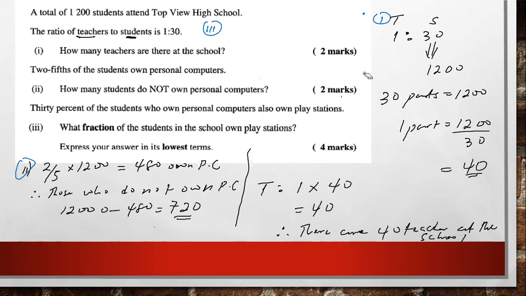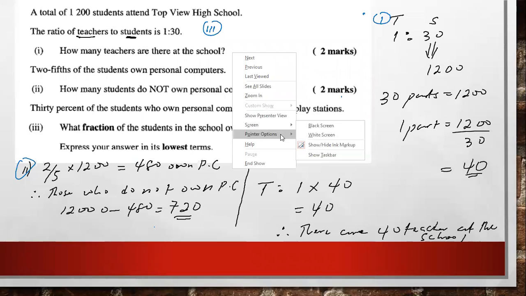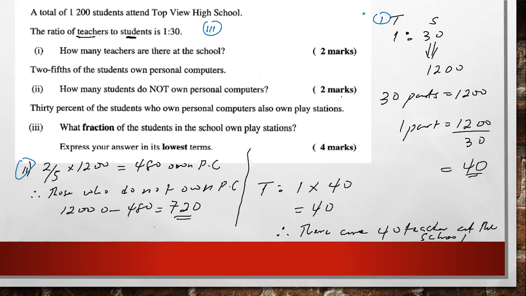Okay. So the first thing we have to do, look at it this way. They said that 30% of the students own personal computers. We know the personal computers are 480. So I'm going to say 30 over 100 times 480. You cancel the zero, you cancel this one. They multiply 3 times 48, which gives me 144. Follow me through. Now, the question asked what fraction, look at the keywords, what fraction of students in the school own a PlayStation?